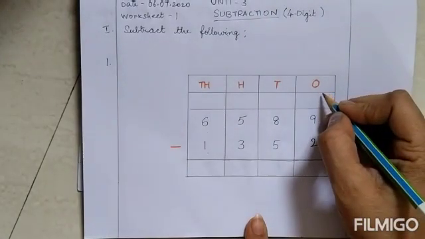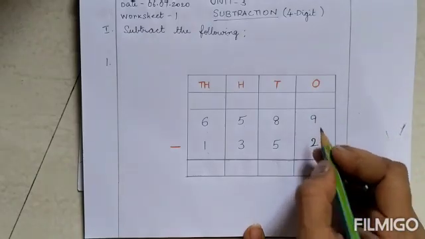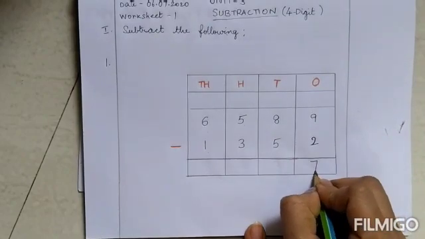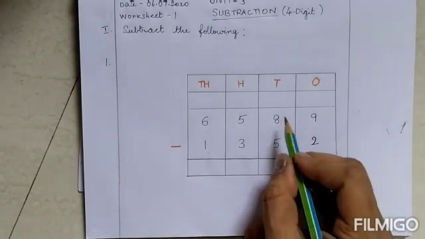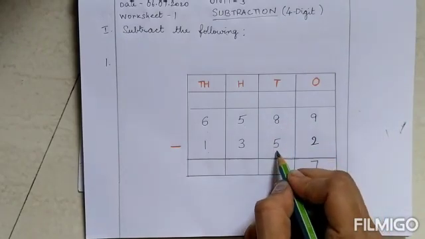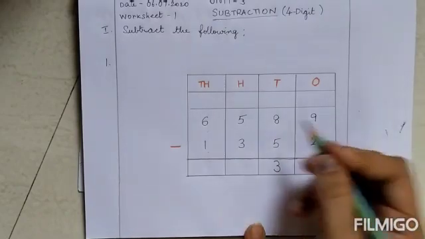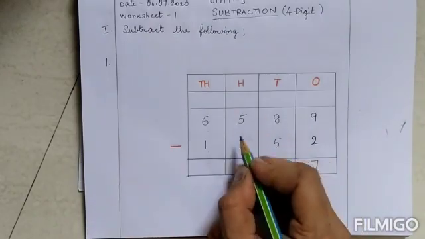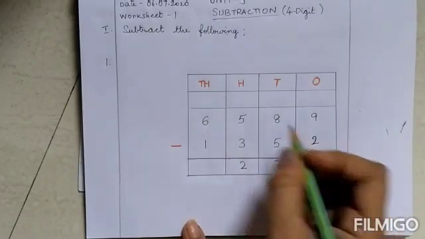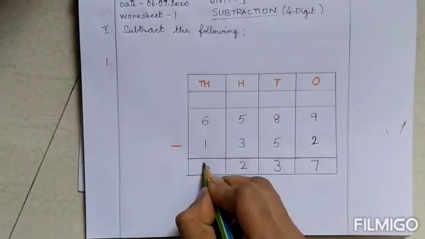See here in ones column, what are the numbers we are having? 9 and 2. That means 9 minus 2. How much? 7. Now next, tens column. In tens column, we have 8 and 5. So 8 minus 5 will give us 3. In hundreds column, 5 minus 3, that is 2. In thousands column, 6 minus 1 is 5.